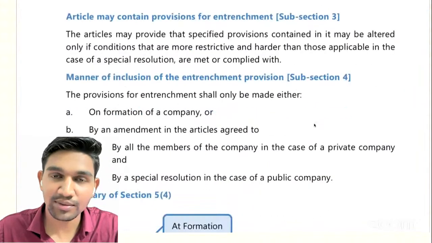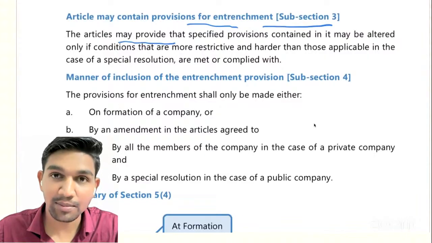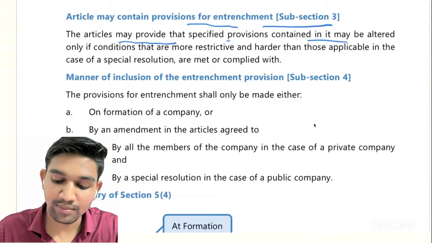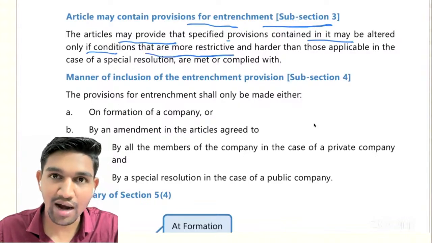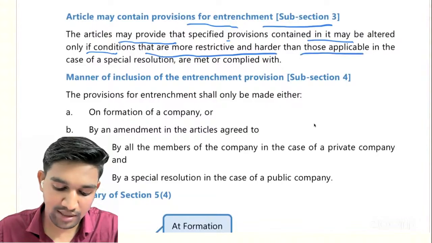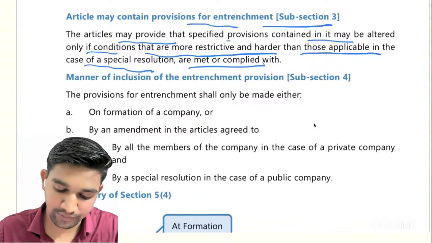Articles may contain provisions for entrenchment, subsection 3. The articles may provide that specified provisions contained in it may be altered only if conditions that are more restrictive and harder than those applicable in the case of a special resolution are met or complied with.